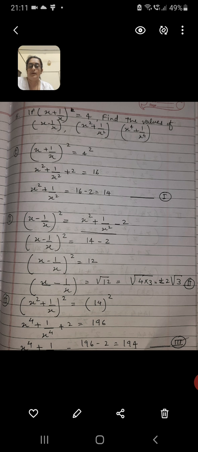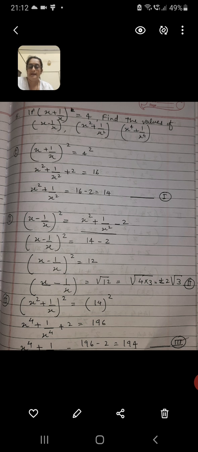(x minus 1 upon x) square, if you do, you will get x square plus 1 upon x square minus 2. That is the identity which I learned in the last one, that is 14th identity. Now x square plus 1 upon x square value we know, that is 14, the first answer what we have got. We are going to replace it. x square plus 1 upon x square value is 14 minus 2. So (x minus 1 upon x) square is 12.